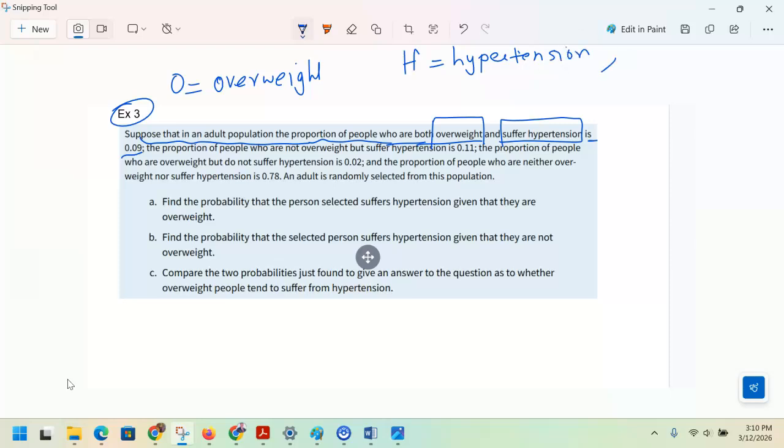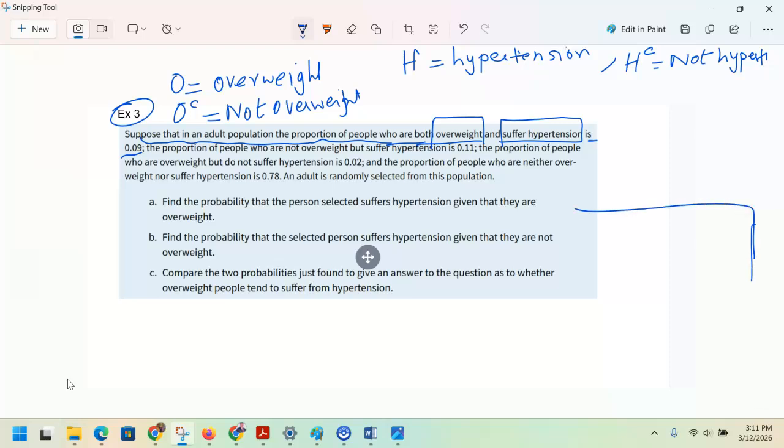Now if I write H complement, what does H complement mean? Not suffering, not hypertension. That means a person is not suffering from hypertension. And if I write O complement, this means not overweight. So these few things should be understood. Now using this, we can do a two-way contingency table. What is a two-way contingency table? It basically means like this.